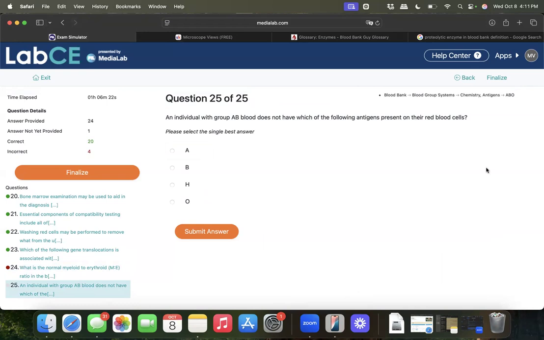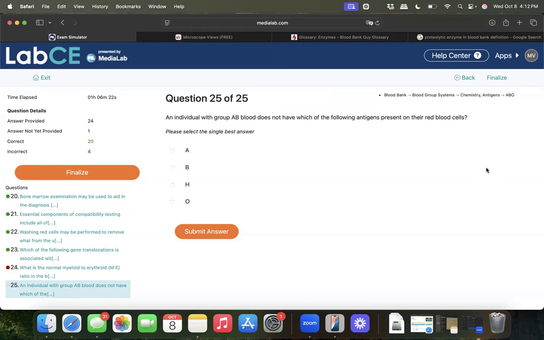An individual with group AB blood does not have which of the following antigens present on their red blood cells? A, B, H, or O?